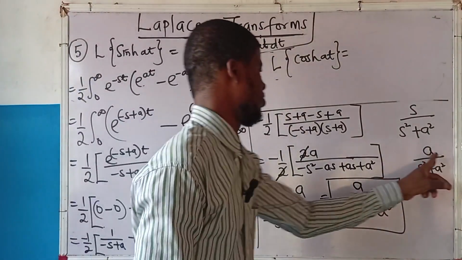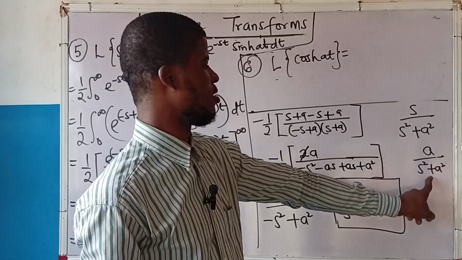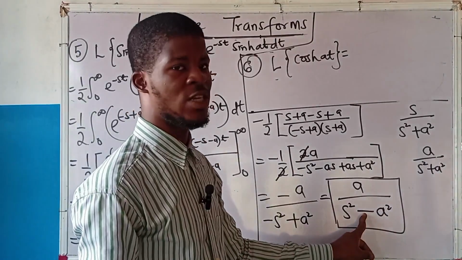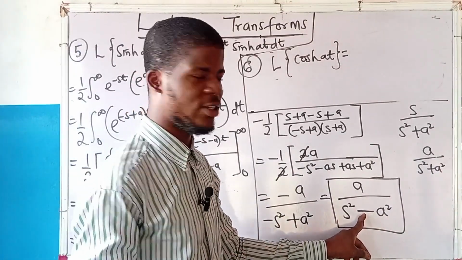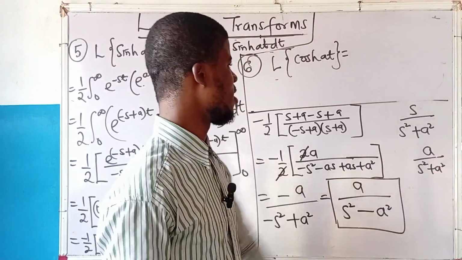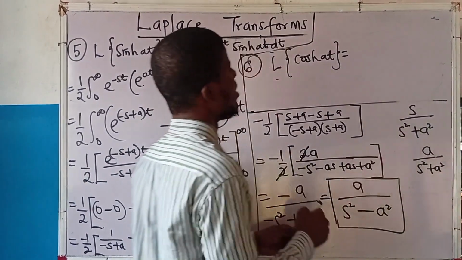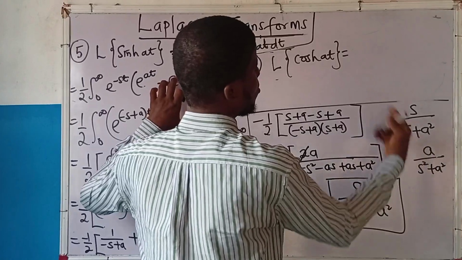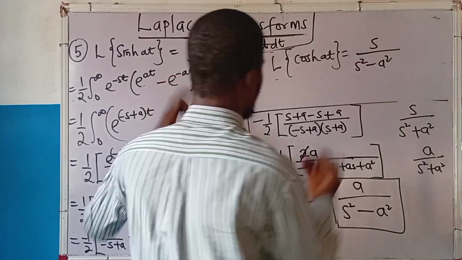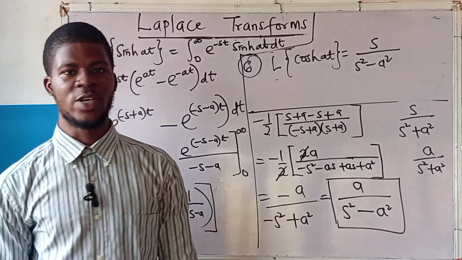So check this. For this and this, this is the Laplace transform of sin at. This is the Laplace transform of sinh at. What's their difference? It's just the minus. So this is the Laplace transform of cos at. Then for cosh at, I will change this plus to minus. It is s over s squared minus a squared. That's it. Now, we've seen 6 of these Laplace transforms.